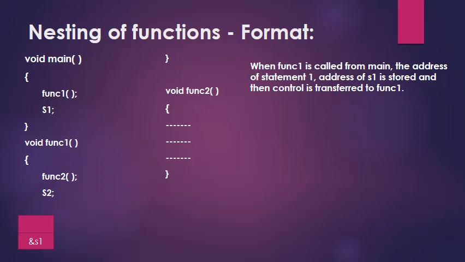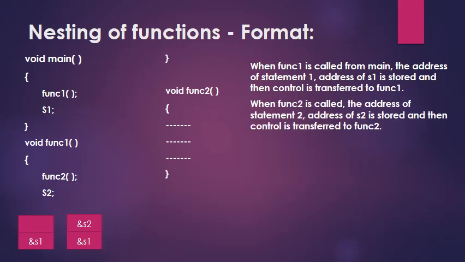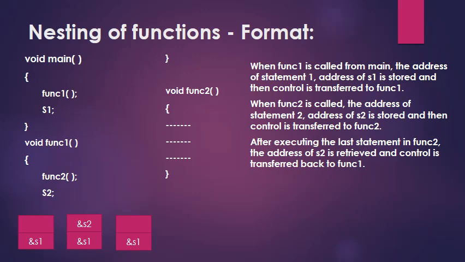So when function 1 is called from main, the address of the statement s1 is stored and then the control is transferred to function 1. Now when function 2 starts executing, the address of statement s2 is stored by function 1, then control is transferred to function 2. Then the statements in function 2 are executed one by one and the control returns back to function 1. For that it needs the address of s2. So it retrieves the address of s2 from the stored location and the control will transfer to s2, right?